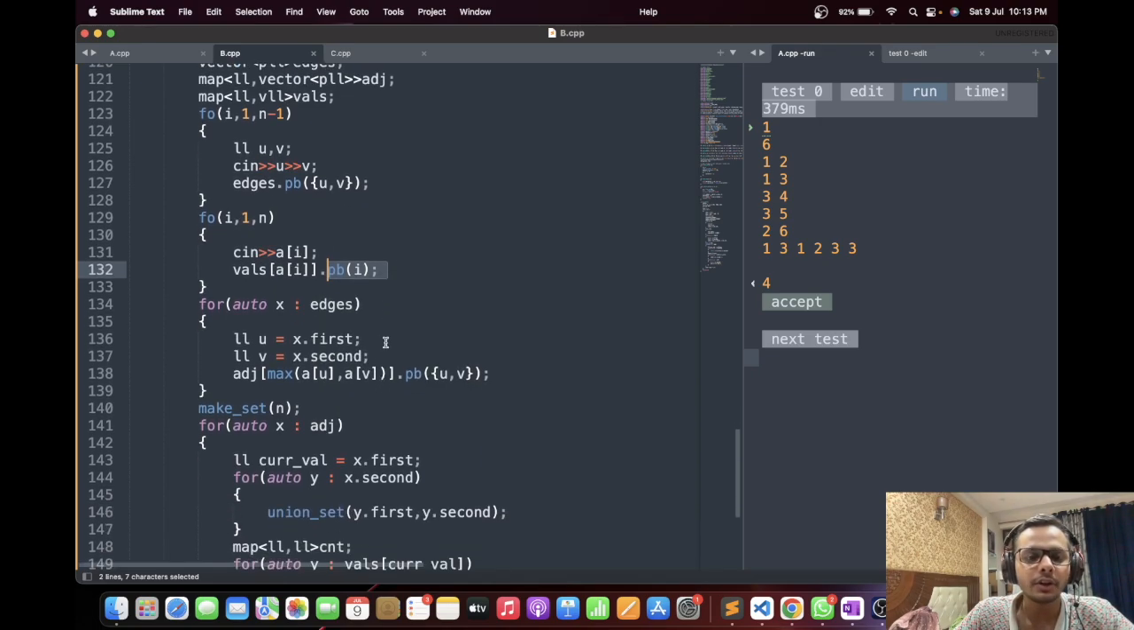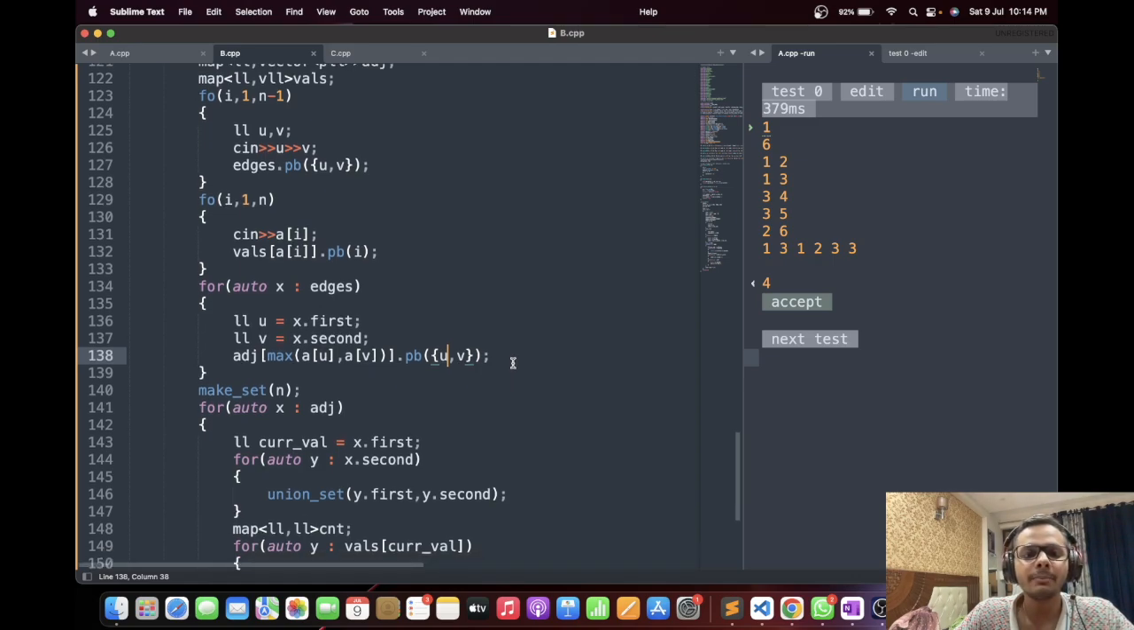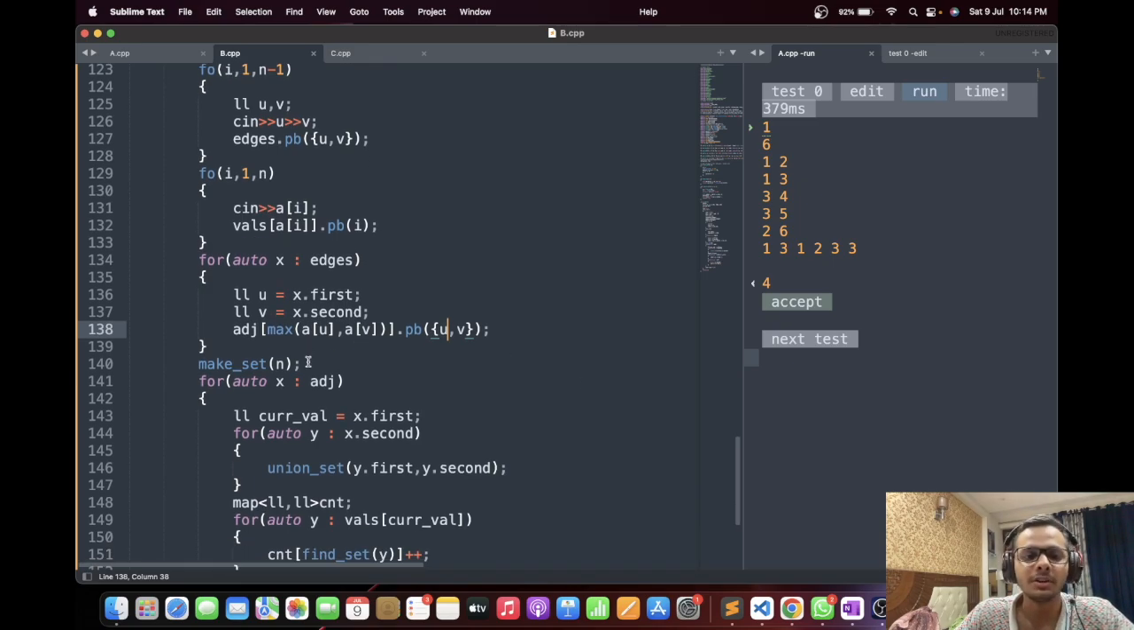And then for each edge, in the ADJ of max of A[u] comma A[v], I am basically pushing back this edge. What this means is that the maximum value of the two nodes which this edge connects is max of a of u comma a of v, and in the adjacency list of that I have this edge u comma v. So now when I'm looking at a particular value, I will look at the adjacency list of that value and all the others before it, right? So I hope this is clear enough.